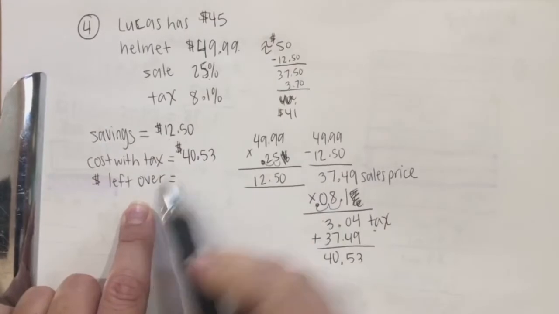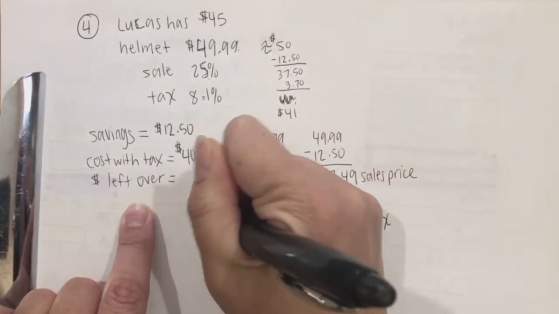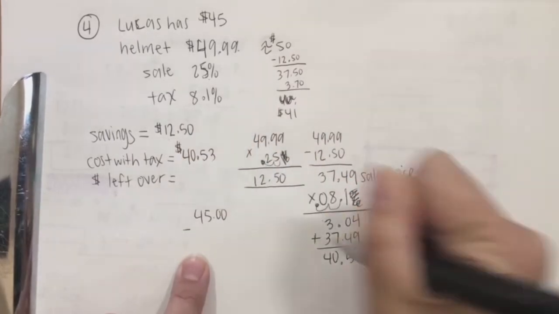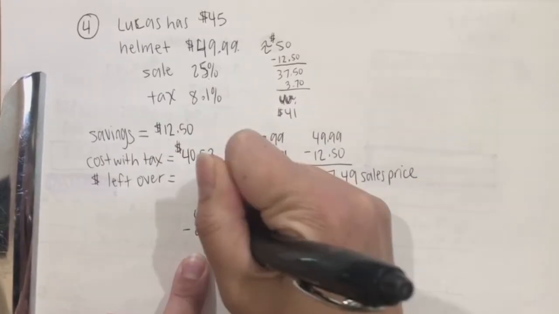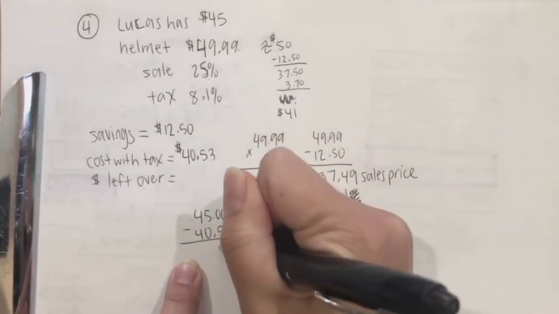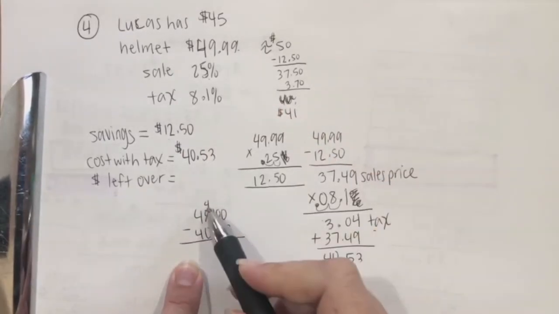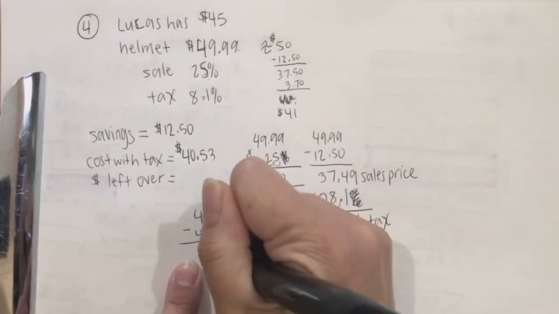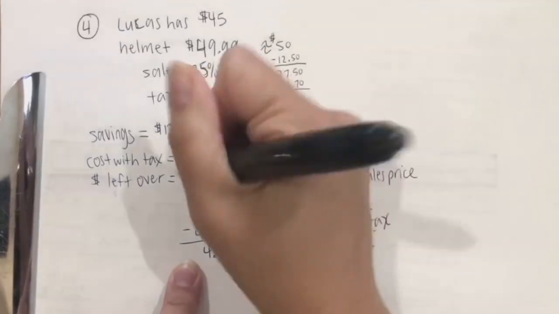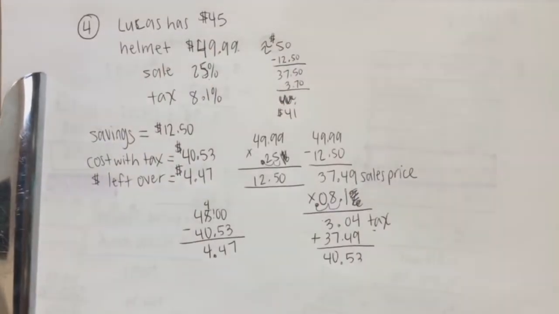And now money left over. Well, he had $45, so now $45 minus $40.53. So we need 47 to make $1. And then 44 minus 40 will leave us with 4. So $4.47 left over. So yes, he can buy his helmet and maybe even a pack of gum.